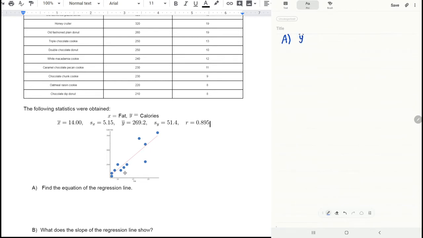All right, so again, the equation of the line is b1 x plus b0. b1 is r times the standard deviation in y over the standard deviation in x. So the correlation coefficient is 0.895. The standard deviation of the y variable is 51.4. The standard deviation of the x variable is 5.15. So this will give us a slope of 8.933.